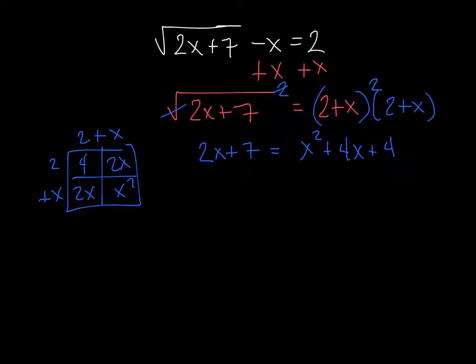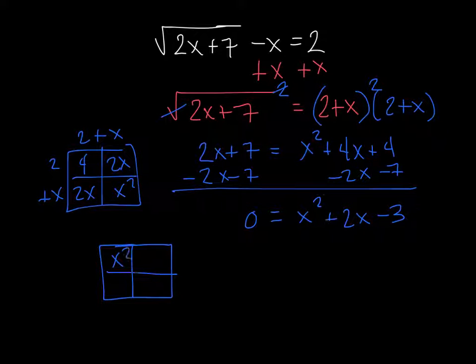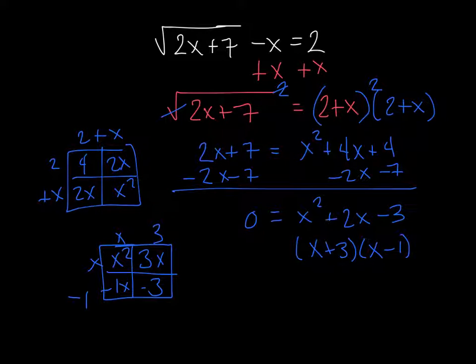And now we go ahead and solve this just like you were doing stuff from earlier. So we subtract 2x from both sides, and you subtract 7 from both sides, and we get 0 equals x squared plus 2x minus 3. And then we try and box that out, and we get x and x. It'd have to be 3 and 1. A positive 3 and negative 1. Would that work? So we get 3x and negative 1x. It does work. So we get x plus 3 and x minus 1 equals 0. Set those equal to 0, and we get x equals negative 3 and x equals 1.